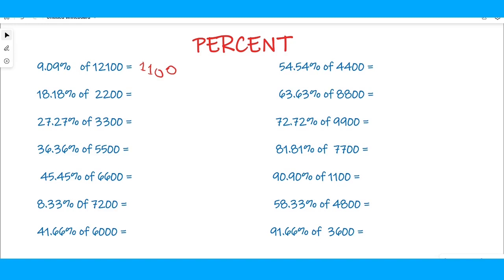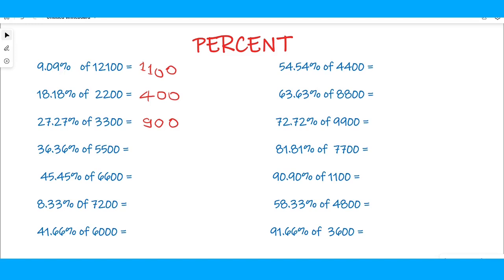18.18% of 2,200. 18.18% is 2 upon 11. When we divide 2,200 by 11, we get 200, and double of 200 is 400. Thus 18.18% of 2,200 is 400. 27.27% of 3,300. This is 3 upon 11. When we divide 3,300 by 11, we get 300, and 3 times 300 is 900. Thus 27.27% of 3,300 is 900.